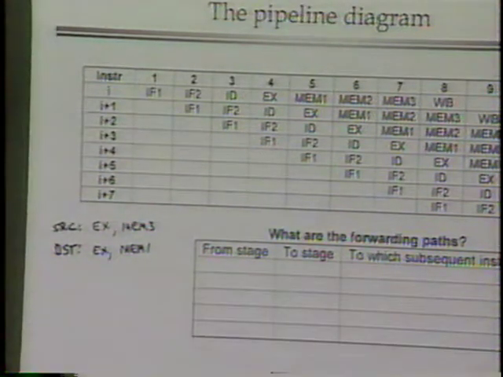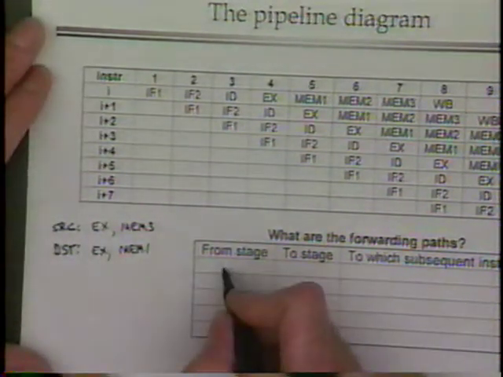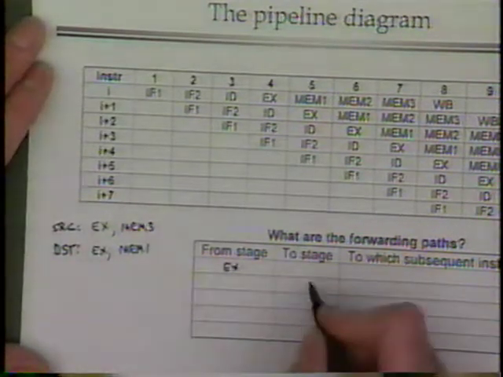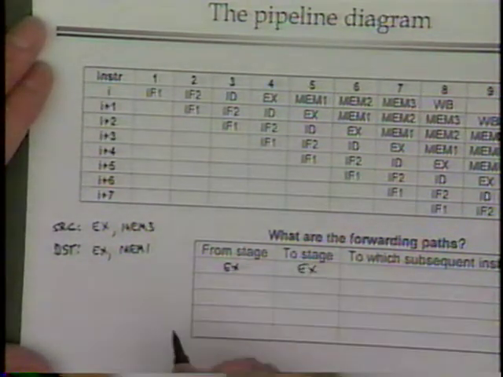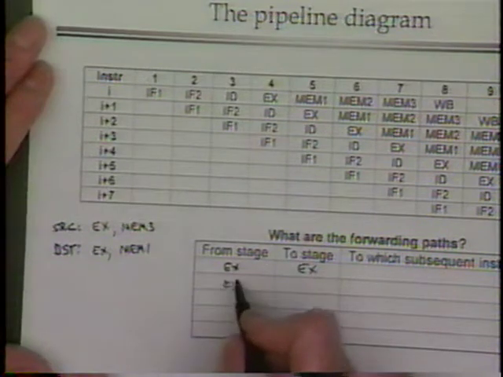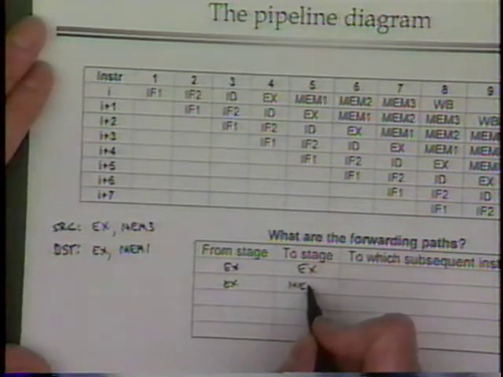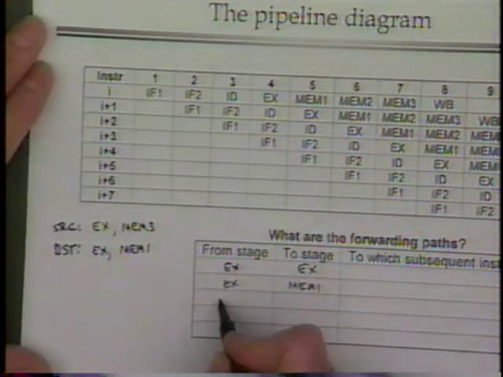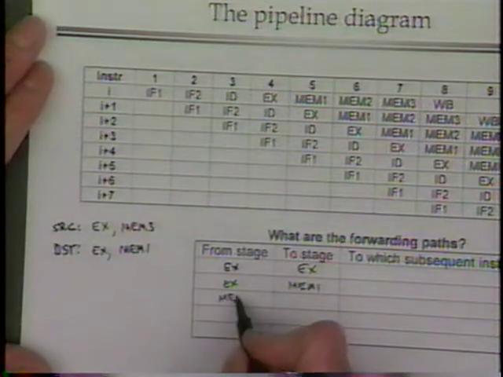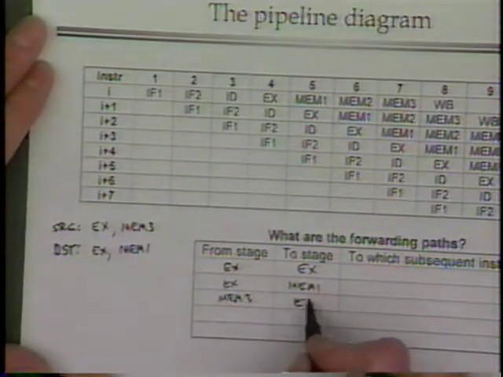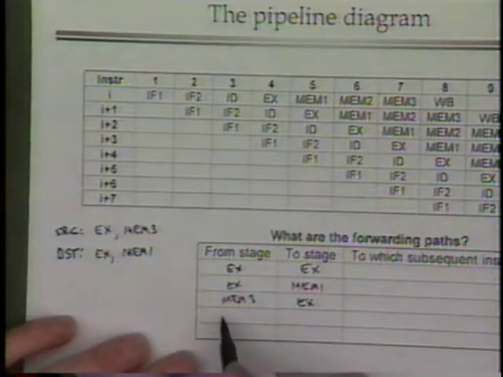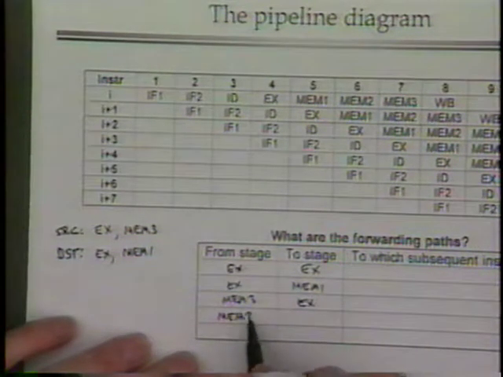So, in fact, let's write down all combinations. We need to go from execute to execute. We need to go from execute to MEM1. We need to go from MEM3 to execute. And we need to go from MEM3 to MEM1.